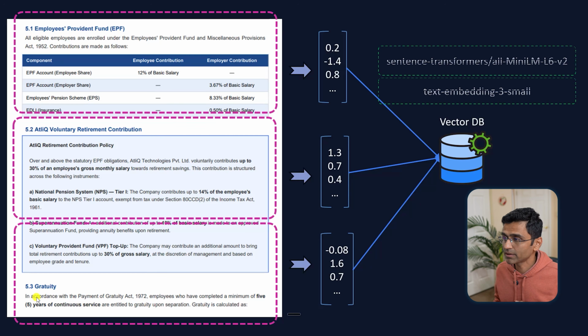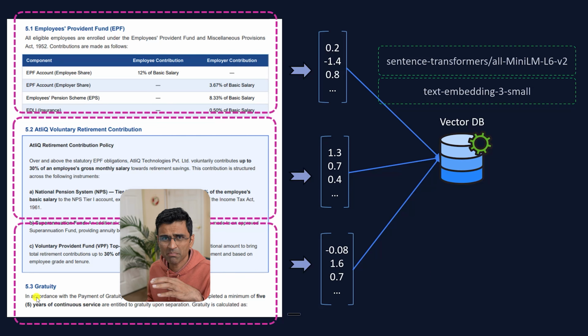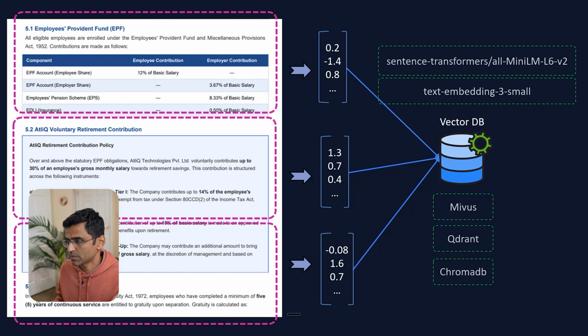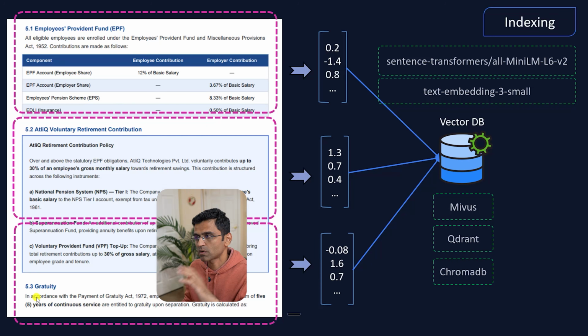To generate embeddings, you can use a variety of models, such as sentence transformer, text embedding 3 small, and so on. And there are many vector database choices that you have in the market: Milvus, Qdrant, ChromaDB, and so on. This step is called indexing. This is the first step in the RAG process, where you are indexing all these vectors of chunks into a vector database.